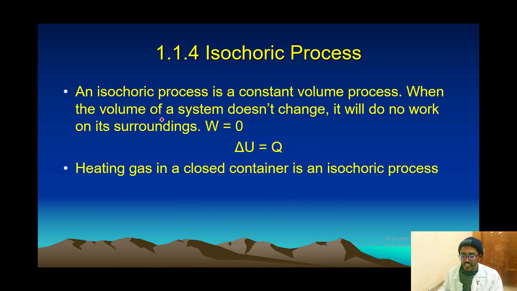We have then the isochoric process, which is a constant volume process. When the volume of the system doesn't change, it will do no work on its surroundings. So we were saying like this, right? Work is equal to P times change in volume. But change in volume means volume final minus volume initial. If there is no change in volume, this will be 0, so work done is 0. So we have change in U is equal to the heat. So we call this the isochoric process, which is constant volume.